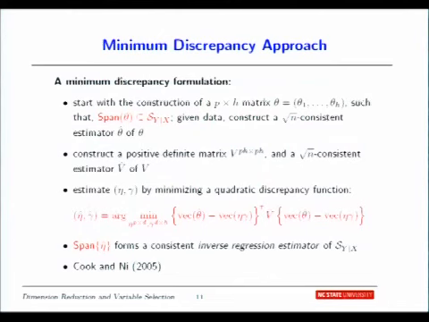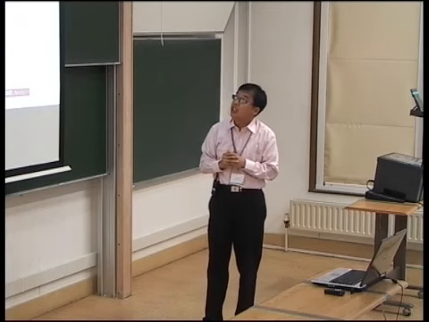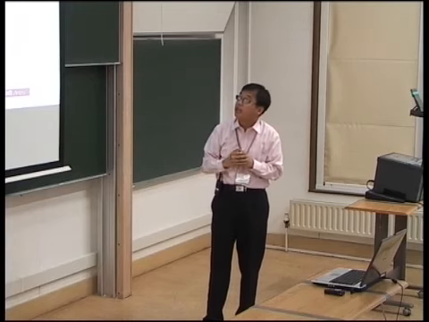And then this is actually kind of the foundation of the so-called minimum discrepancy approach, which covers most of those SDR estimators. So what we do, we start with construction of this p by h matrix theta with the property that the space spanned by theta is part of the central subspace, and in most cases we expect the equality to hold there actually. And then given data, we construct a root-n consistent estimator theta hat of theta. Then we pick a positive definite matrix V and a root-n consistent estimator V hat.